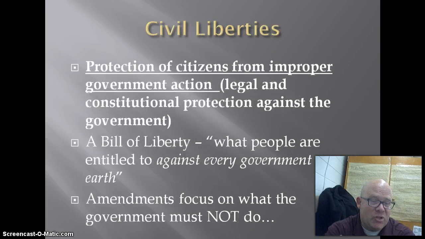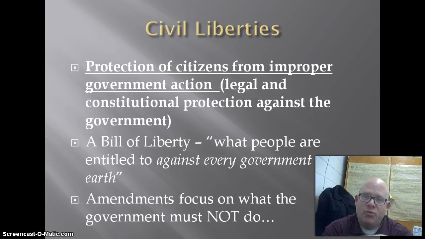All right, so civil liberties, definition-wise. These civil liberties are oftentimes confused with civil rights. Civil liberties are the protections of citizens from improper government action. They are the legal and constitutional protections in place against the government. They're there to protect us from the powers of government. A Bill of Liberty: what people are entitled to against every government on earth. So these ideas in the Bill of Rights are not just protections from the American or this new form of government, but were viewed as universal protections from governments that all people should have.